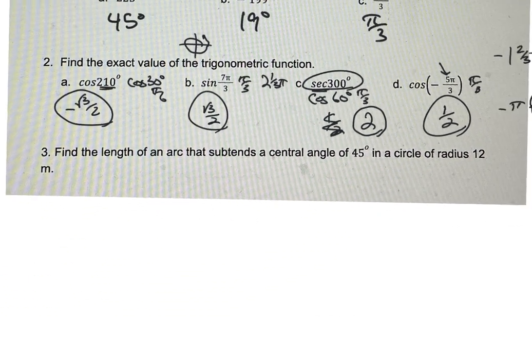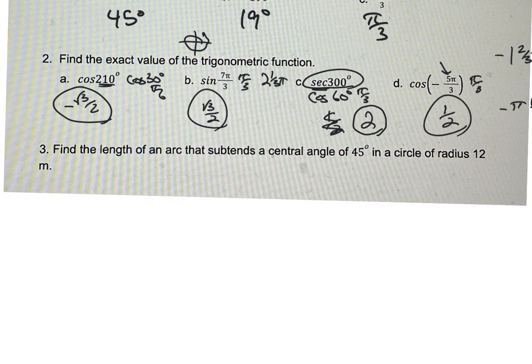All right, number 3 is actually a review question from last week. It says find the length of an arc that subtends the central angle 45 degrees in a circle of radius 12. This is our formula right here. This formula only works for radians.